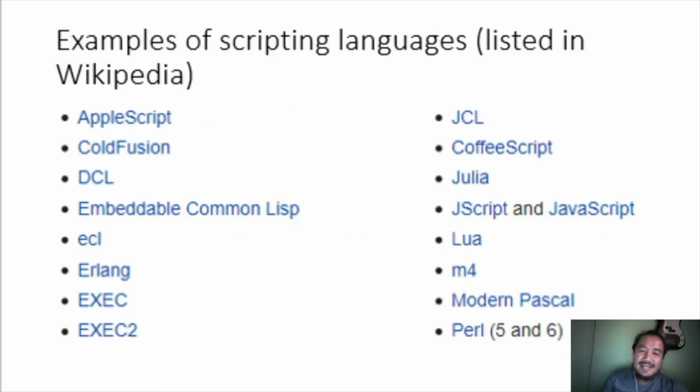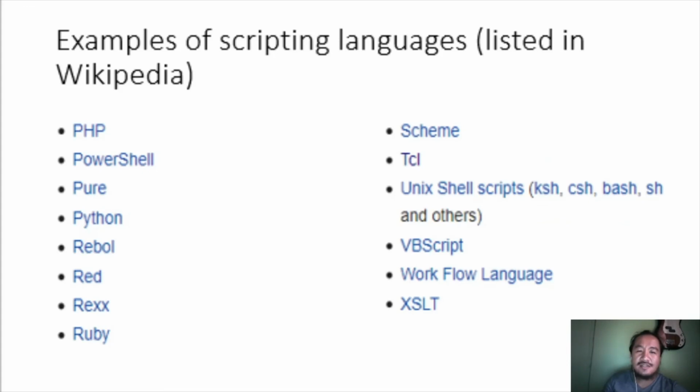So this slide shows various examples of scripting languages. There are thousands and thousands of scripting languages being used today. We see there AppleScript, a domain-specific scripting language for Apple applications. And this is the continuation of our list.